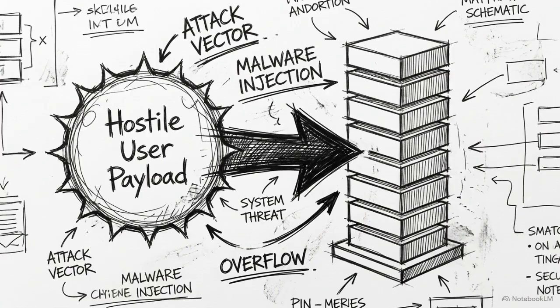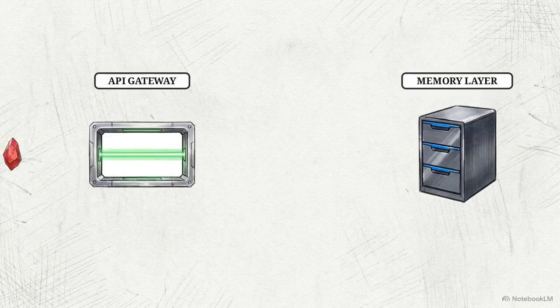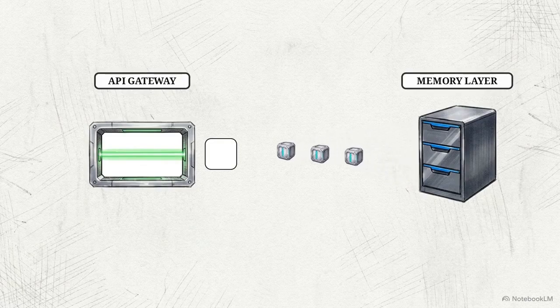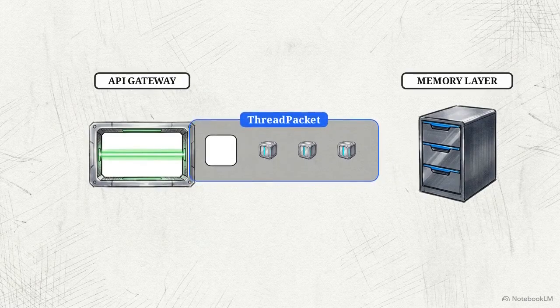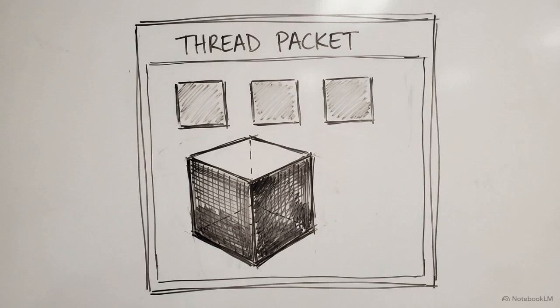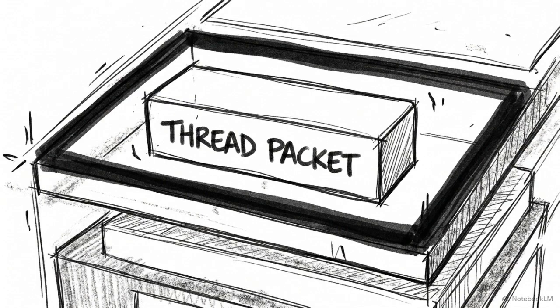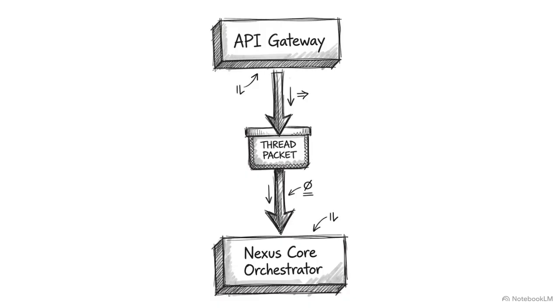Once the system clears validation, we can track a live, potentially hostile user request entering the pipeline. The request hits the API gateway. Here, the text is sanitized for prompt injection, and the persistent memory layer returns a strictly bounded slice of prior conversation history. The gateway packages this sanitized input and memory slice into a structured thread packet. This isolates the context, ensuring no raw data penetrates further into the architecture. The gateway passes this thread packet down to the Nexus core orchestrator.